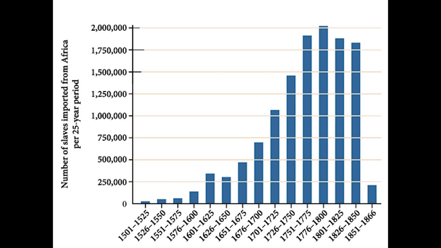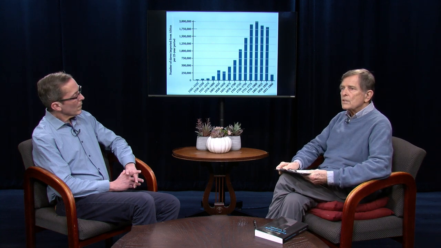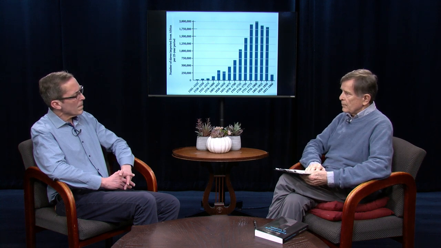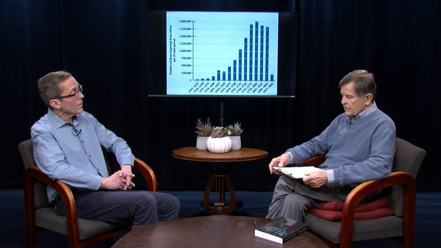And so this is a bar graph, where each bar is a 25-year period. It starts in 1501, and goes through to the period just after the Civil War, up to 1866. And on the left, you have the number of slaves that were imported from Africa. And you can see that the really big period was the early 18th century to the middle of the 19th century. And of course, after the Civil War, which ended in 1856, the numbers went considerably down. So I believe the figure that I've been able to research is that about 6 to 8 million slaves ended up being transported off to work in the Caribbean and in the plantations in the United States.